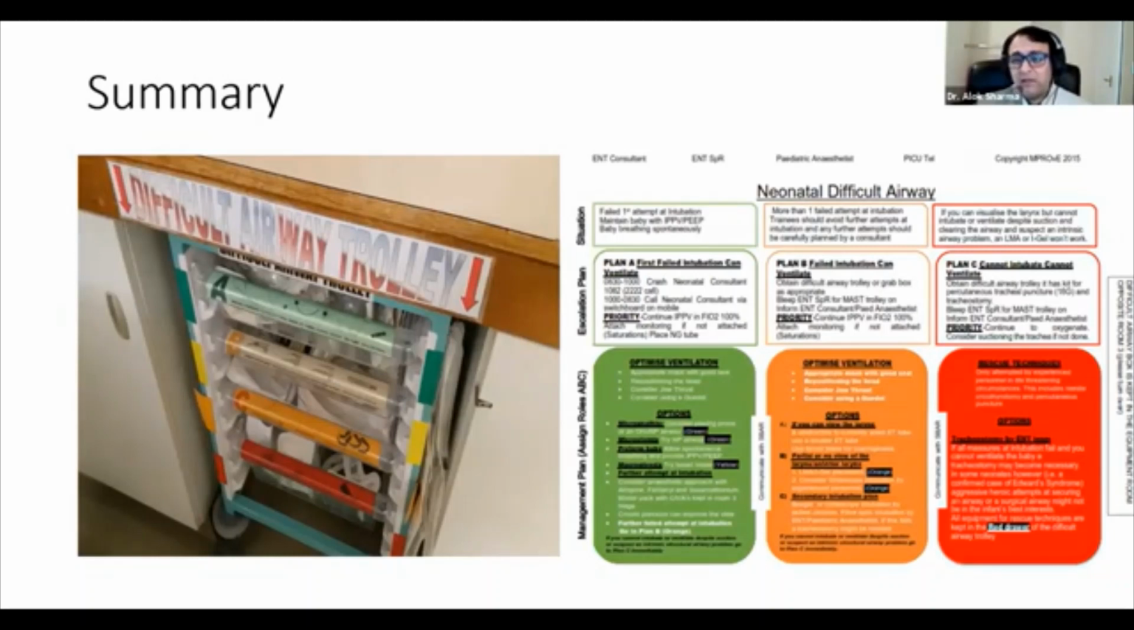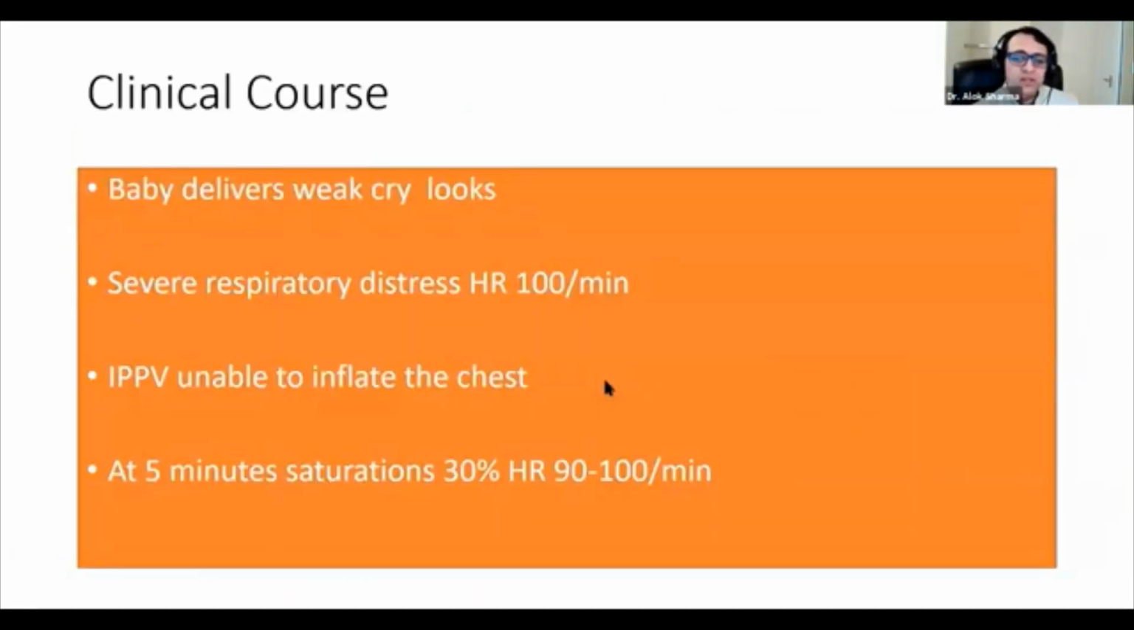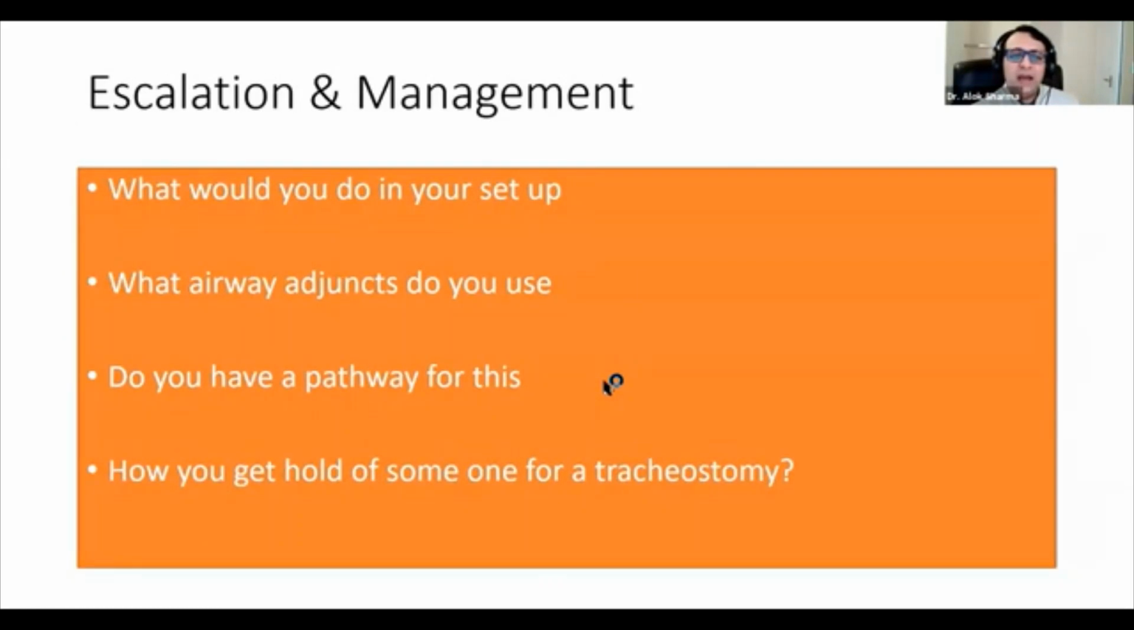So you can imagine looking for an eye gel at 3 o'clock in the morning. Where do you keep it? How do you find one? Our policy is standardized. Our equipment is kept in one place. As soon as we have a first failed intubation, we go into escalation mode and then we go into equipment mode. If you can think of your situation and how you would develop that in your situation, it's worth looking at how you would train for this, how you would develop a pathway for this.